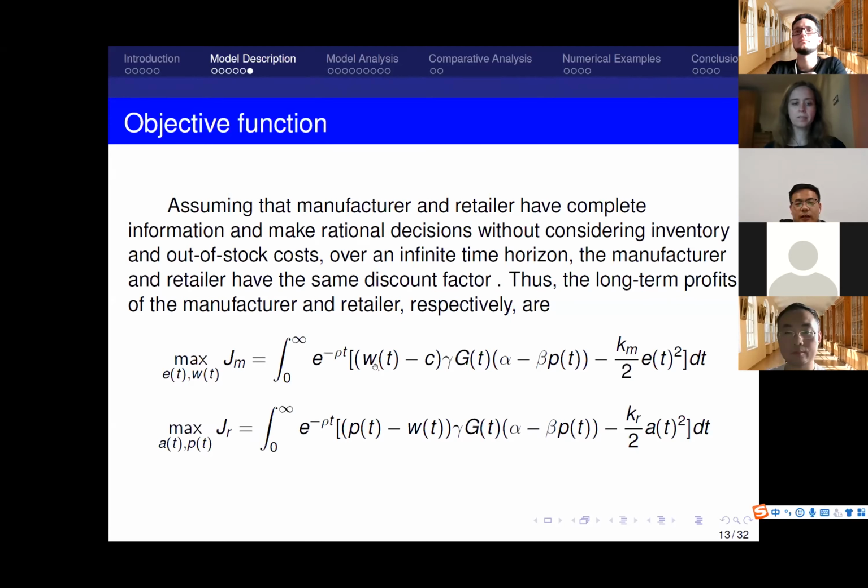For the manufacturer, omega_t minus C is his marginal profit, multiplied by the demand function, gamma G_t. This affects the demand. Now minus the cost function. Similarly, this is the retailer's objective function. The distinction is that it is P_t minus omega_t. This is the retailer's cost function.